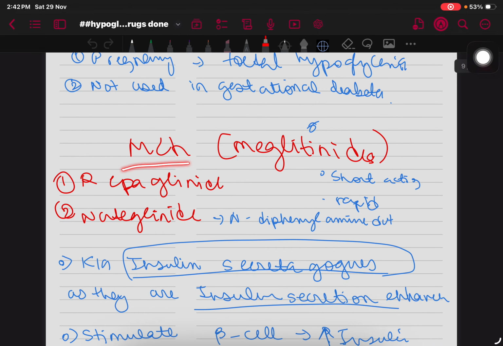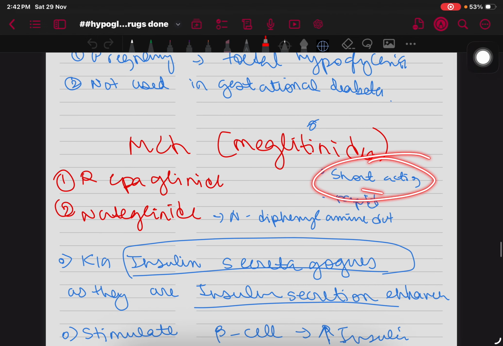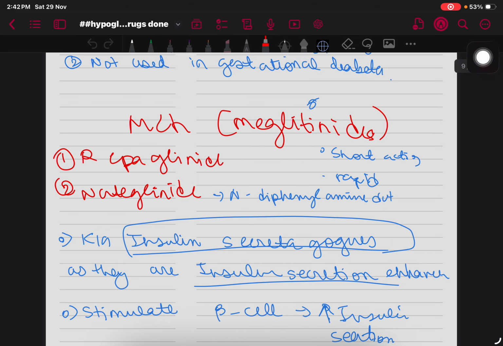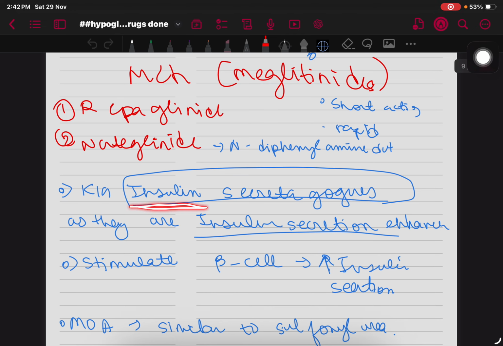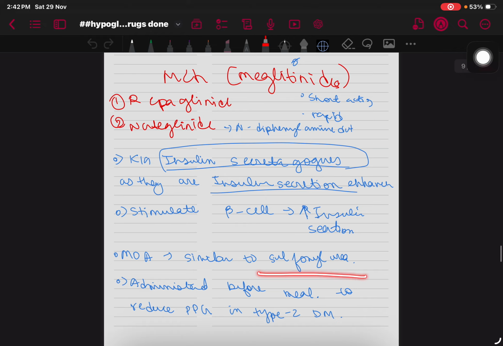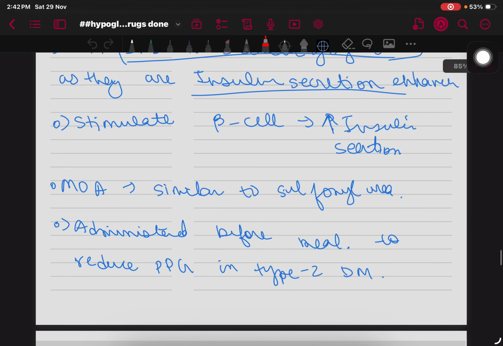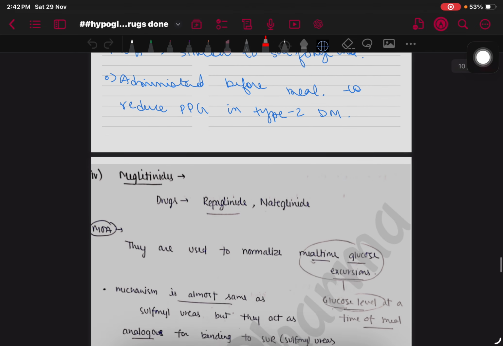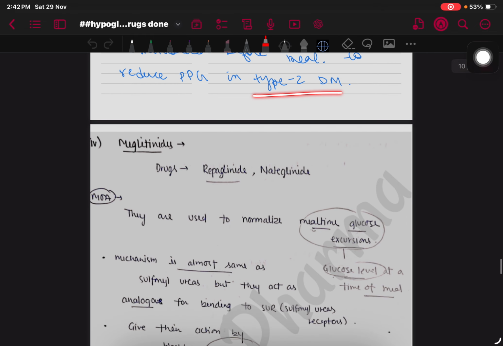Now we will talk about the meglitinide mechanism of action. In this we have repaglinide and nateglinide. They are short acting drugs and have a rapid action, also known as insulin secretagogues, as they enhance the insulin secretion, stimulate the beta cell secretion. It has the same mechanism of action as the sulfonylurea, but you should know that these drugs are administered before meals to reduce PPG, postprandial glucose level in type 2 diabetes.